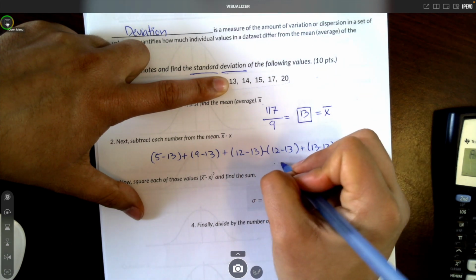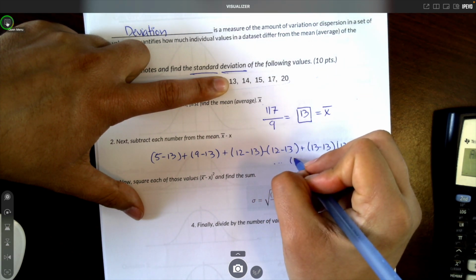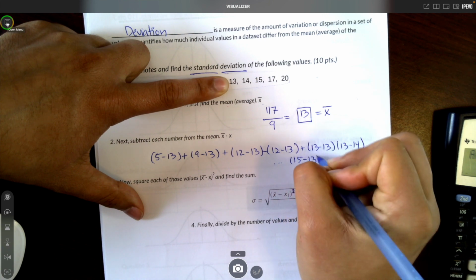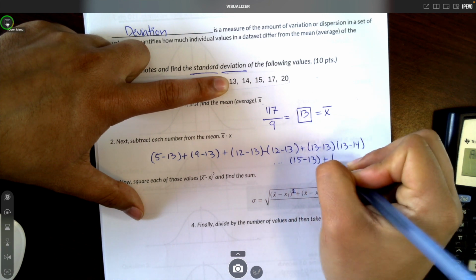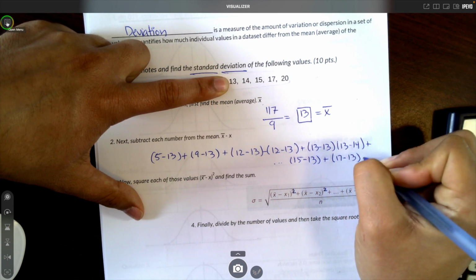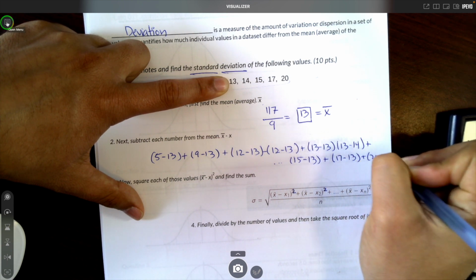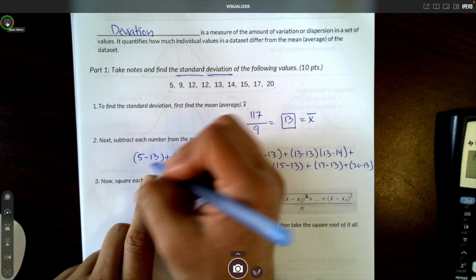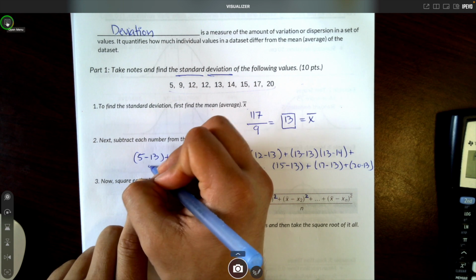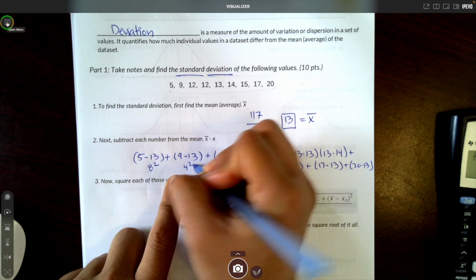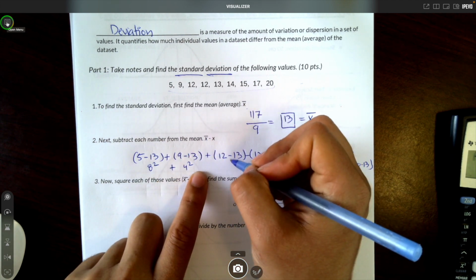I'm going to make some more room over here. So 15 minus 13. And then we are going to do 17 minus 13. And then 20 minus 13. Okay. So you then figure out what this is. 5 minus 13 is 8. And you're going to square that. 9 minus 13 is 4. You're going to square that. And you're going to add all these numbers.